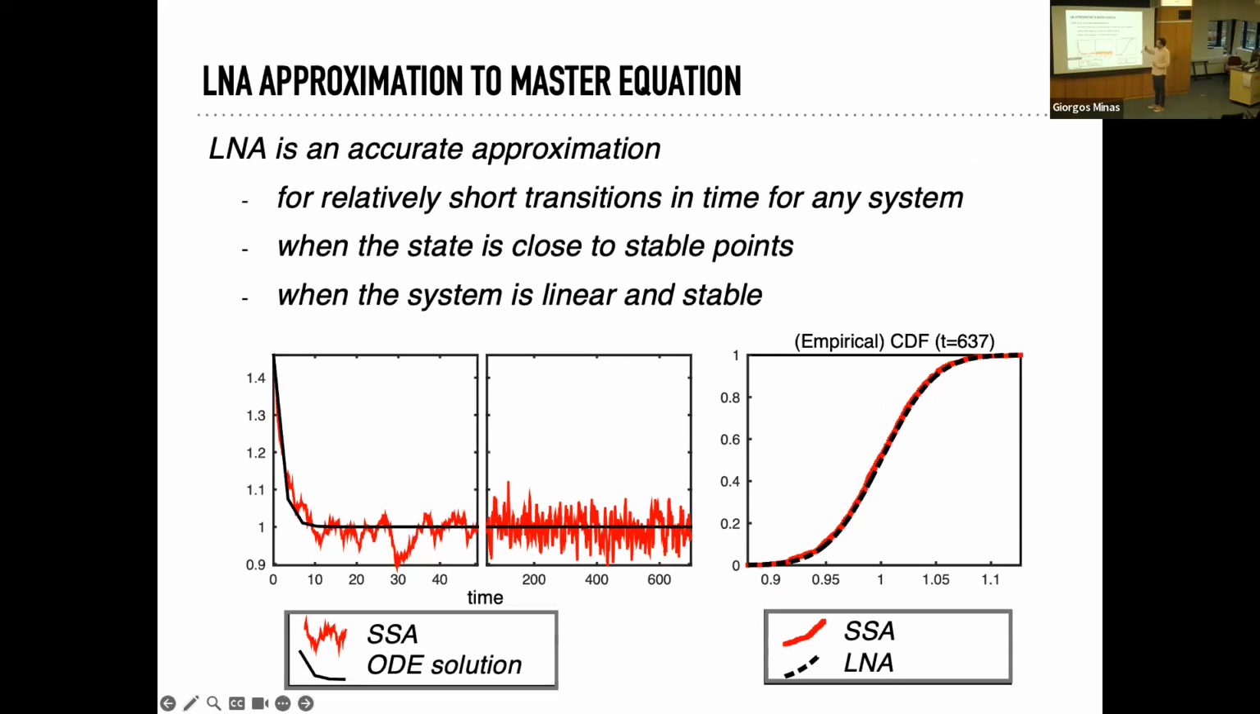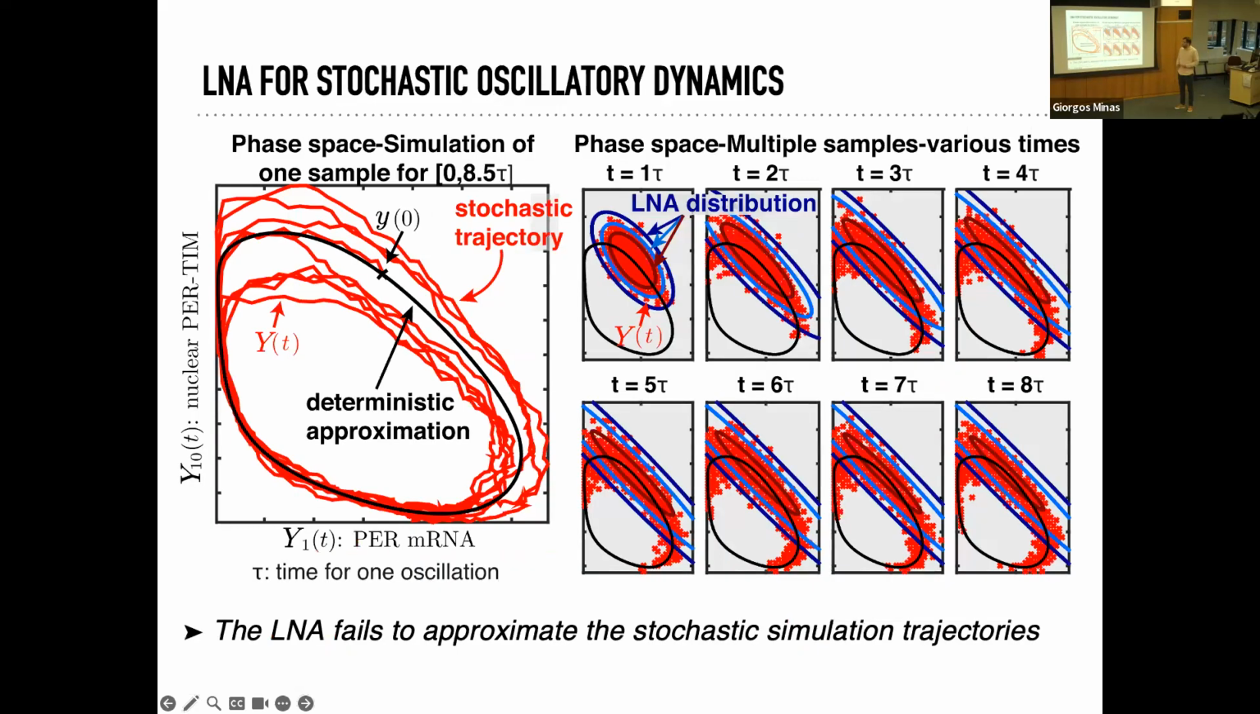It works well when you have relatively short transitions. So when you start from a point and then you don't want to look very far ahead, but some relatively short steps, then it's very accurate. When the dynamics are essentially linear and stable. For example, if you have a fixed point for the ODE, like this one, a stable point, then for long times the LNA would be describing them. And more generally, if you have linear and stable dynamics.